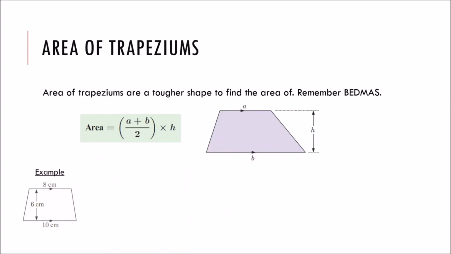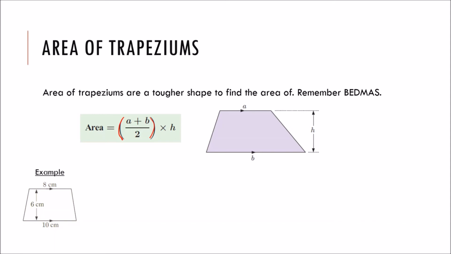Now to find the area of a trapezium, it's a little bit tougher. The area of trapeziums are a tougher shape to find the area, and you also need to remember your BIDMAS. It involves brackets here. We've seen a few bits of brackets, but there's a little bit more involved where we have to do the bracket bit first.